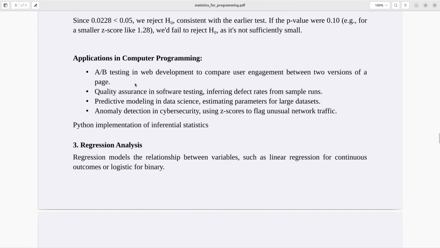So how can we apply inferential statistics in programming? We can do A/B testing in web development to compare the user engagement between two versions of a page. So we can do some statistical tests to see whether version A is better than version B or not. And we can also use inferential statistics in quality assurance in software testing, inferring defect rates from the sample runs, okay? And we can also use inferential statistics to do predictive modeling in data science. We can use it to estimate the parameters for large data sets. And we can also use inferential statistics to do anomaly detection in cybersecurity by using the z-scores to flag some unusual network traffic.